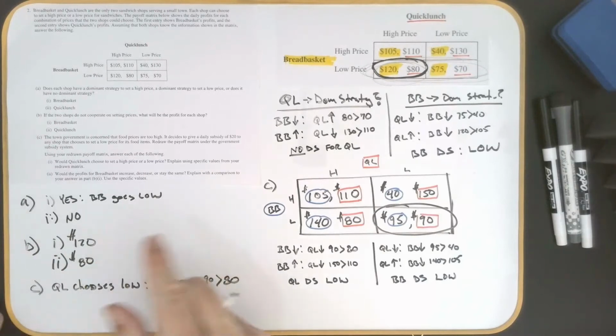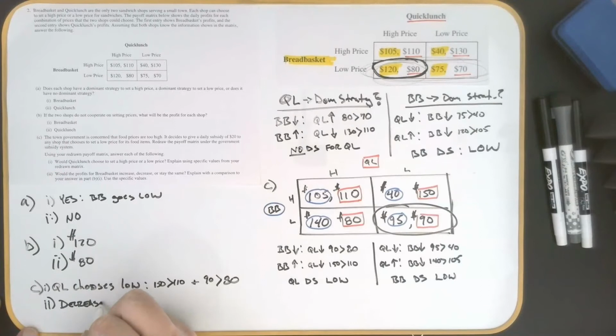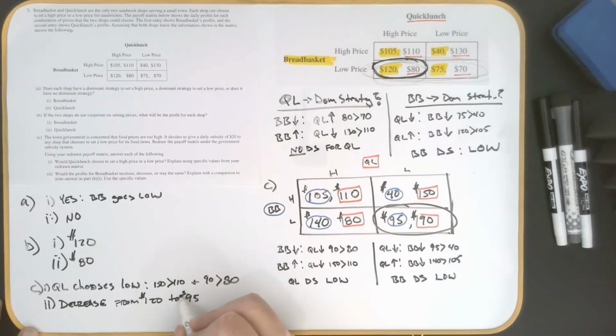So would the profits for Breadbasket increase, decrease, or stay the same? So this was 1. So here is 2, and we would say decrease. Okay? They would decrease, and explain: they would decrease from $120 to $95. And that's a good enough explanation, okay? Because you're using specific values, all right? So there is question number 2, a payoff matrix.